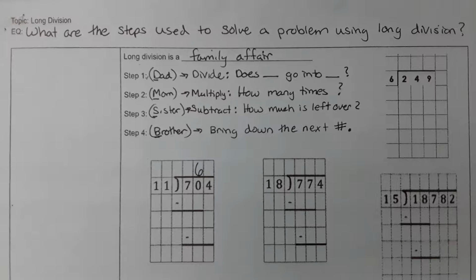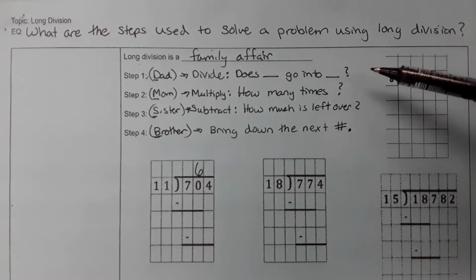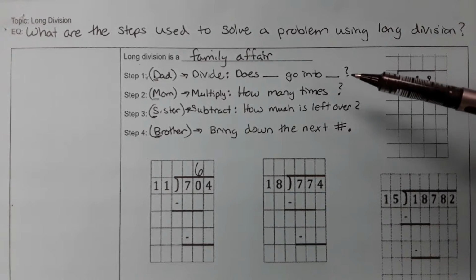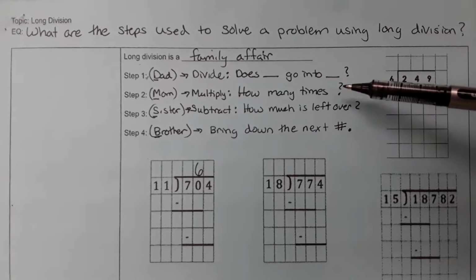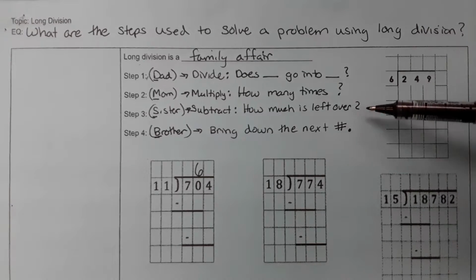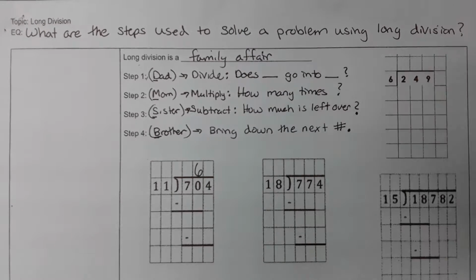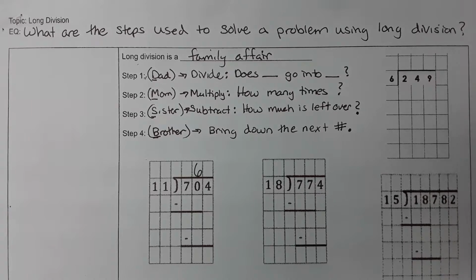So to start, Dad stands for divide, just reviewing, which means we're going to ask how many times our divisor goes into a part of the dividend. Next, we're going to figure out how many times we need to multiply to get as close as possible to our desired number without going over. Next, we subtract, then we divide, then we bring down, and then we start the process all over again.